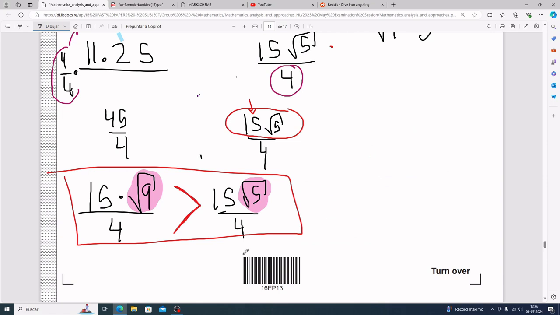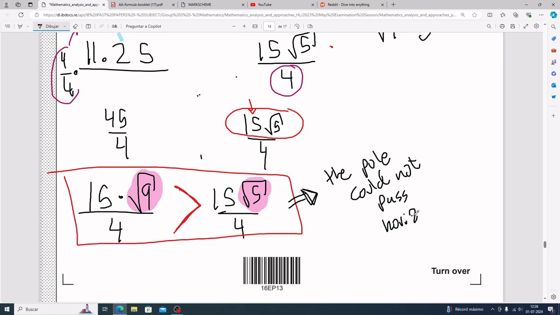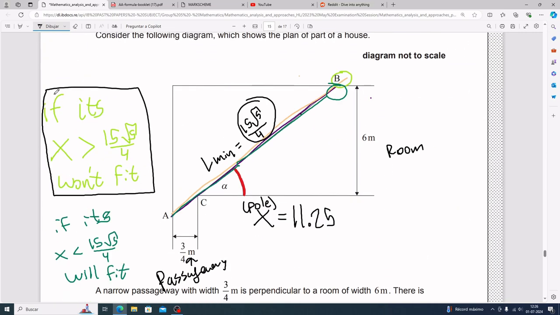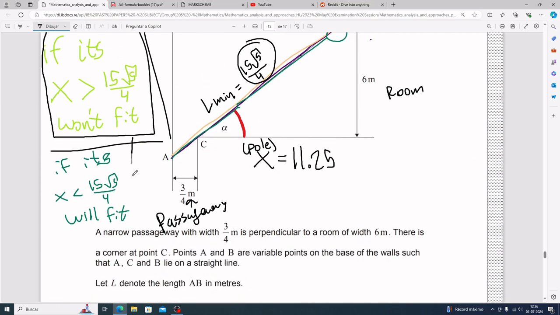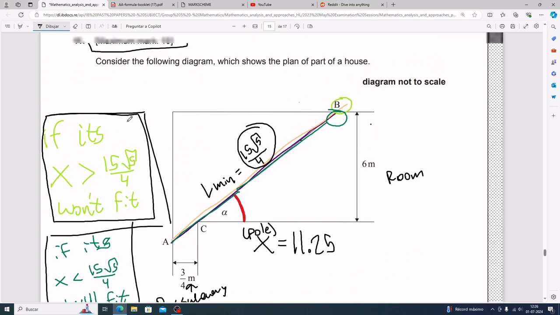Guys, I did forget to mention, in order to get full credit, make sure that on this step here, just to show that you understand your thought process and that you understand what you're doing, on this step here, you say the pole could not pass horizontally. Which is really the same that I put over here. Like, if it's this, it won't fit. If it's this, it will fit. Make sure you write something like this.